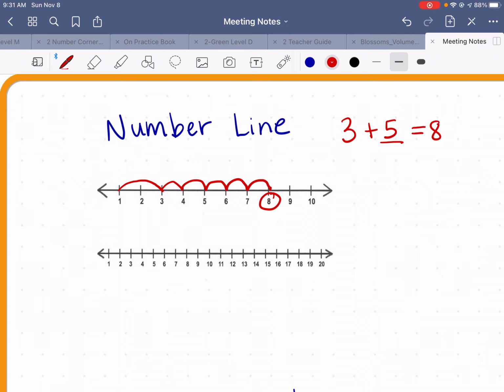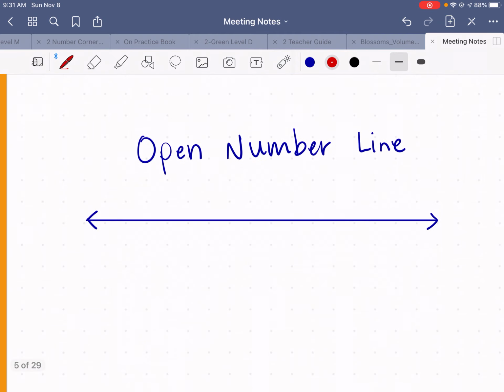And we've done this with larger and larger number lines. And I'm realizing that the number lines I'm showing you do not have the 0 on them. And normally we would put the 0 on a regular number line. We still use this a little bit in second grade, but the number line that we're really learning to work with is called the open number line.